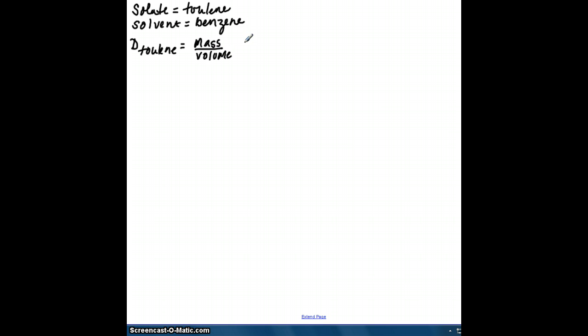So the density of toluene is 0.867 grams per ml. We are given 50 ml. Therefore, we know that the mass of toluene that we are dealing with is 43.4 grams.